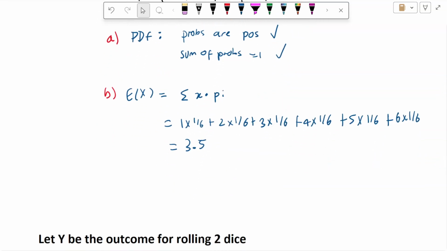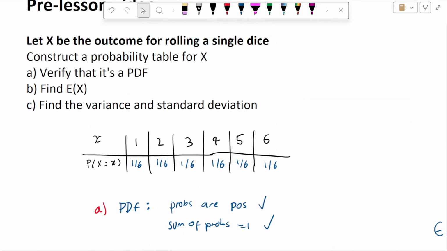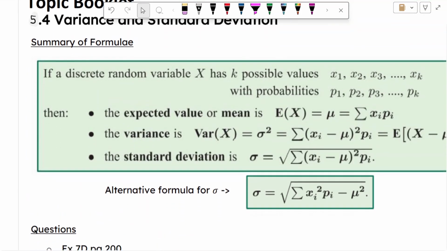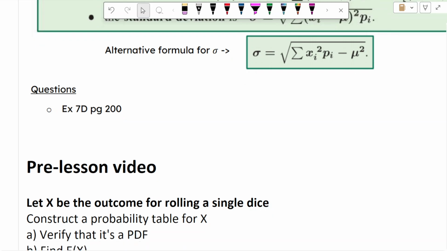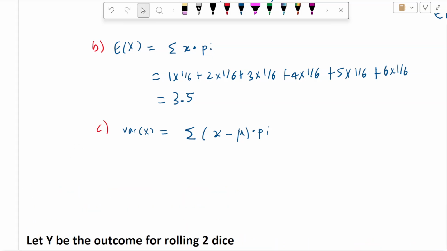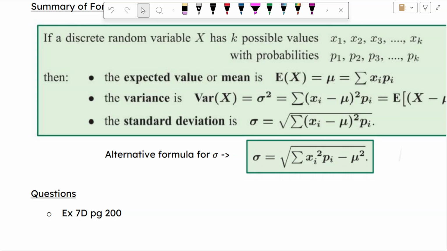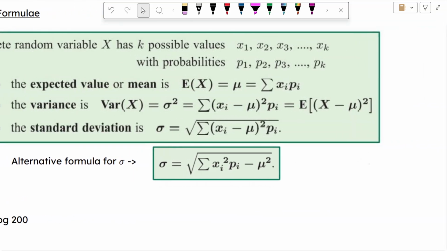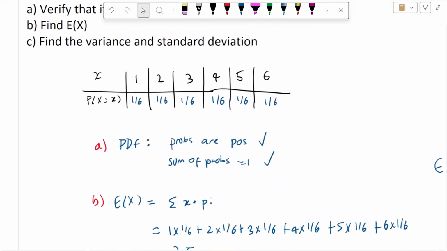Okay, for part C, this is where we get the new stuff. Calculate the variance and standard deviation. So there's a formula for this. Basically the formula goes, we'll do the variance first since it's easier. The variance is the sum of all the X minus the mean, squared, times all the probabilities. There's actually two formulas for it. I just like the first one. Okay, so let's see what we get.